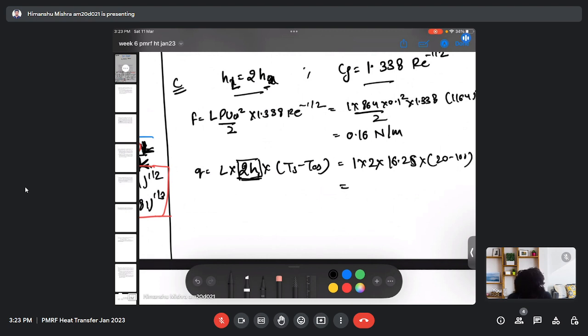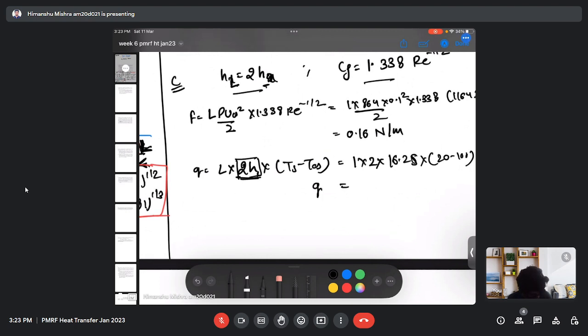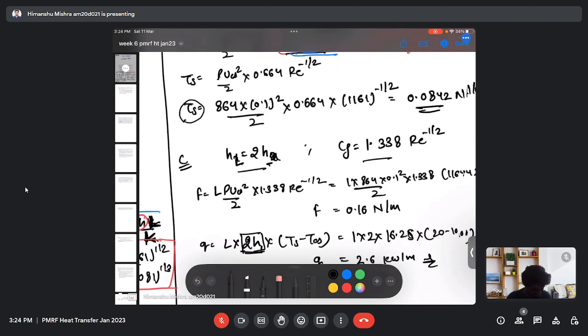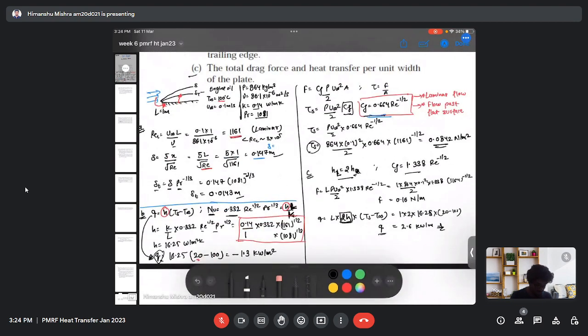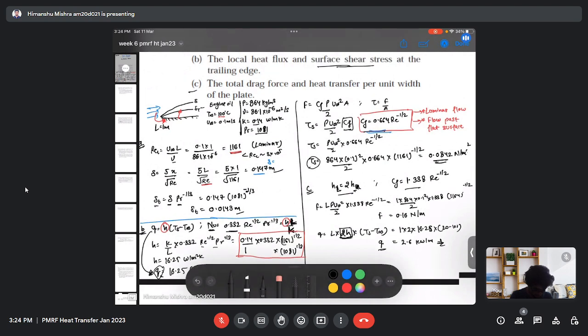So I will get my heat transfer as 2.6 kilowatt per meter. So this is my total heat transfer, and this is my total drag force, or the global drag force and the global heat transfer. So let me repeat the question here.